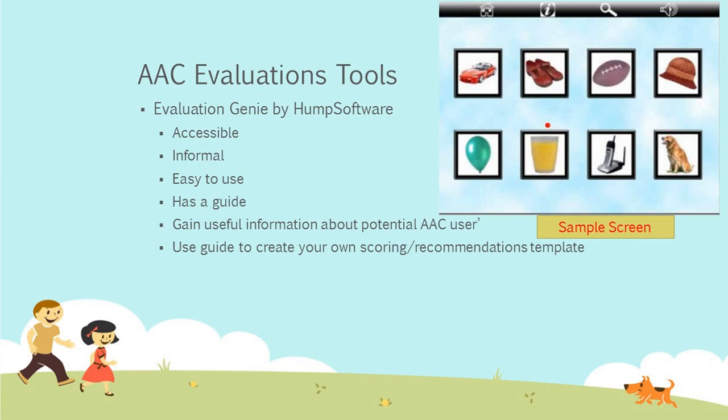You gain really useful information about the AAC user as a potential device user. And it's information that you're gaining not only about communication and what they can do cognitively, it's also really good information that you or your team member could gain about their range of motion, about how many stimuli they can handle on a screen. And I used their guide and created my own scoring template for this particular app. So let's just take a quick look at this app.